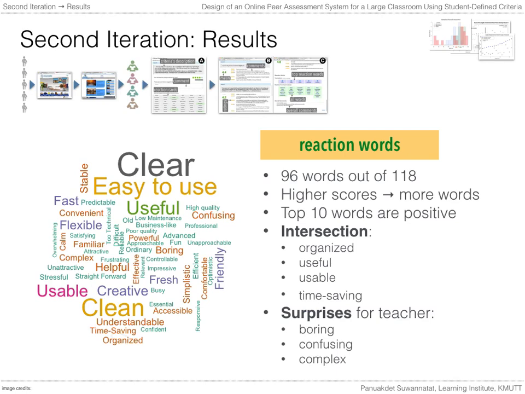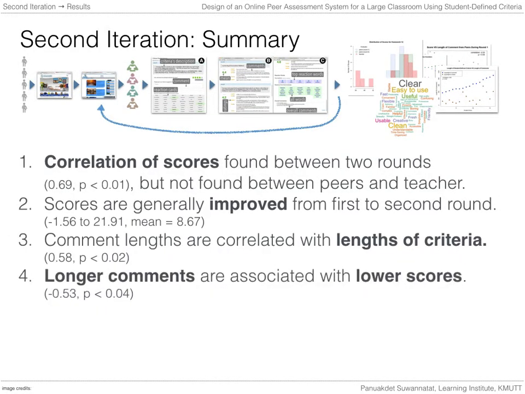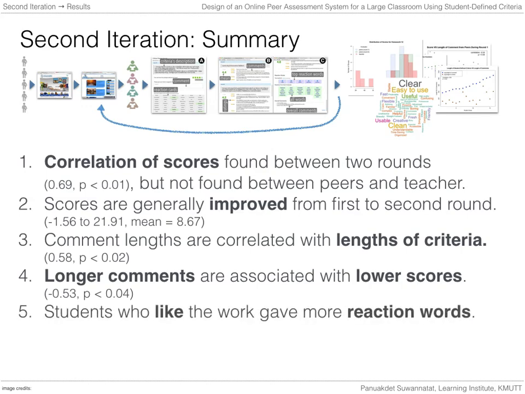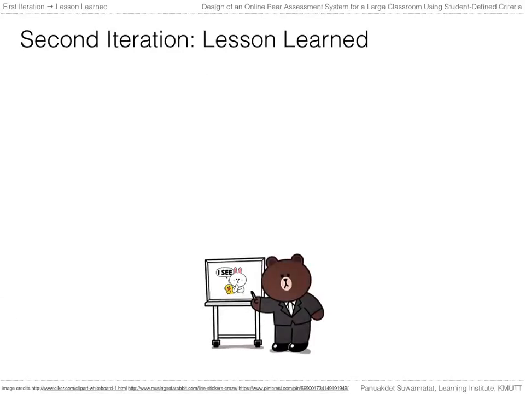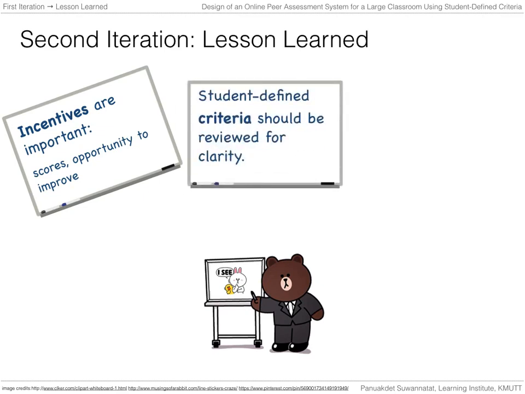So to summarize, we have the scores act as a good incentive for students. The summary is tied with the lessons that we learned from the second iteration. The improvement in scores provide a good incentive for students to participate in peer evaluation. Also, we should try to make the student-defined criteria, although they develop it themselves, as clear as possible. Because if you write it too short, the comments from your friends are likely to be short and unhelpful.